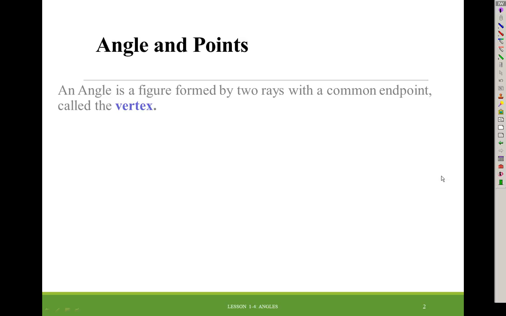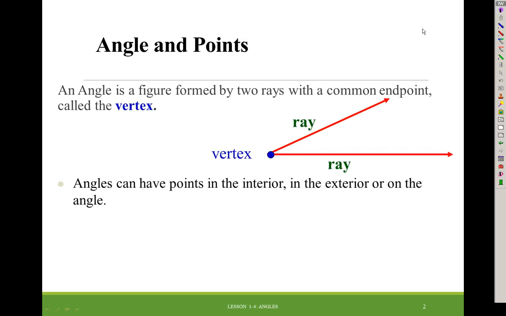An angle is a figure formed by two rays with a common endpoint called the vertex. Angles can have points in the interior, in the exterior, or on the angle. So you can see in this angle, the two rays make up the angle, and the endpoint is the vertex. The interior is inside the angle, the exterior is outside the angle, and anywhere on these red rays is on the angle.